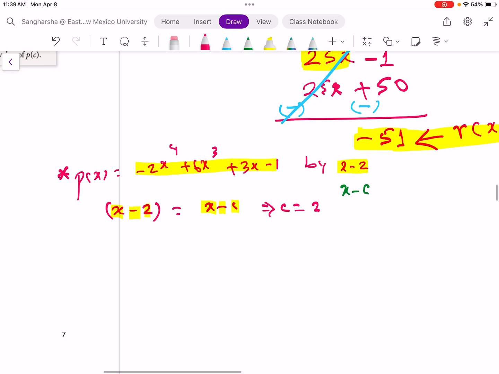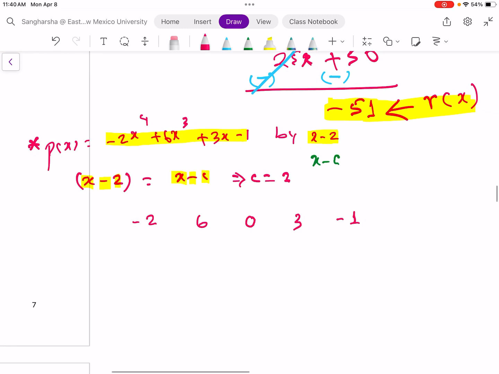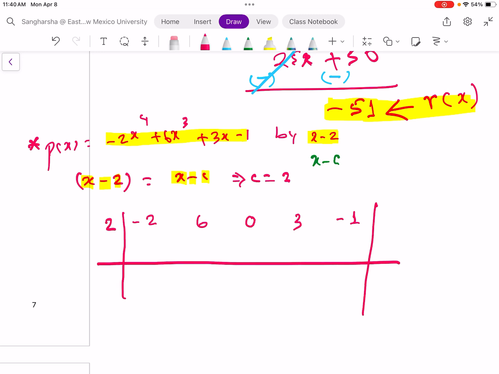So the coefficient of x to the power 4 is negative 2. The coefficient of x cube is 6. Now after x cube, in the descending order, we must have an x square term. So the x square term is missing, so we're going to have a 0. After the x square term, we have an x term, and the coefficient of x term is 3. And after the x term, we get the constant, which is negative 1. And these coefficients are divided by c, which is our 2. So we use our c to divide these coefficients.